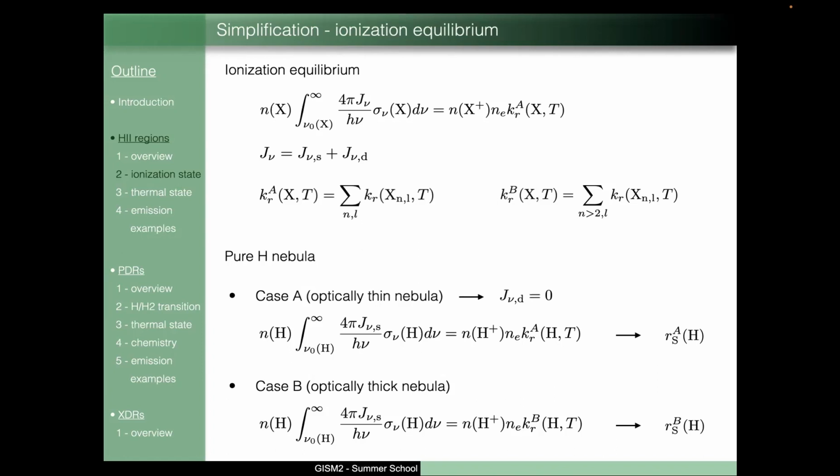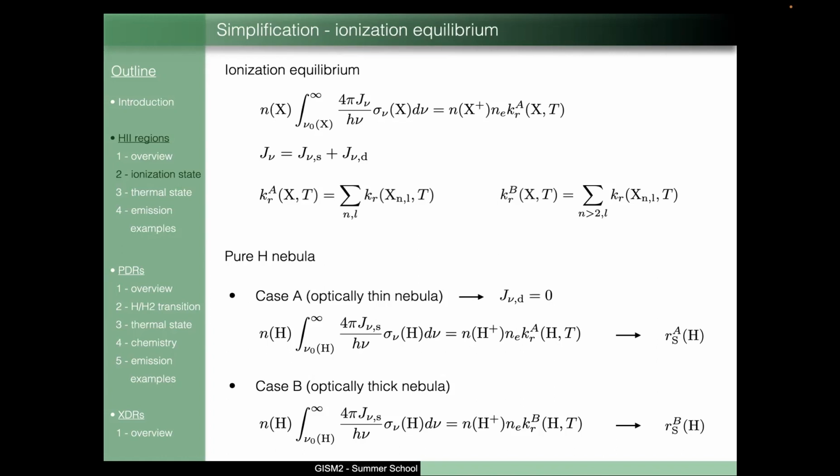useful. In fact, there are two extreme limit cases for this problem, and those are called case A and case B radiative transfer. So I don't know if you know that, so I will describe them. To consider case A and case B, the simplest is to consider a pure H nebula. In case A, what we basically assume is that the nebula is optically thin. If the nebula is optically thin, then you can approximate the radiation field generated by the nebula and say that it is zero.